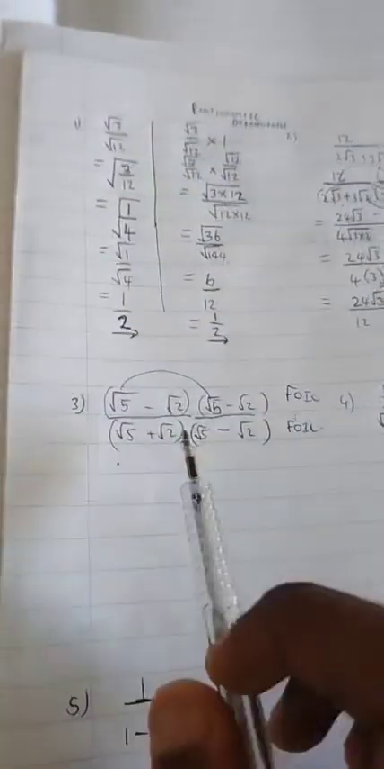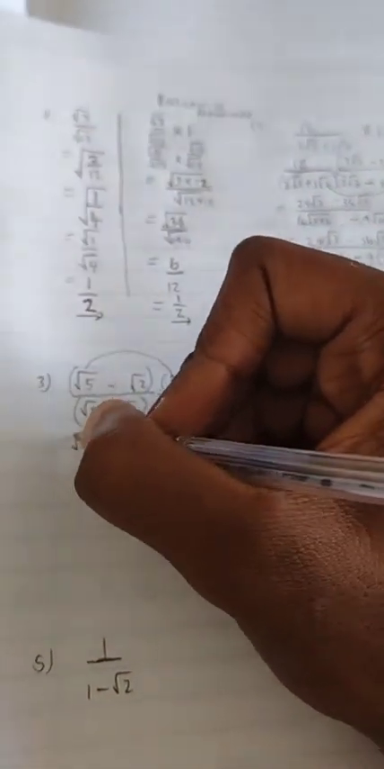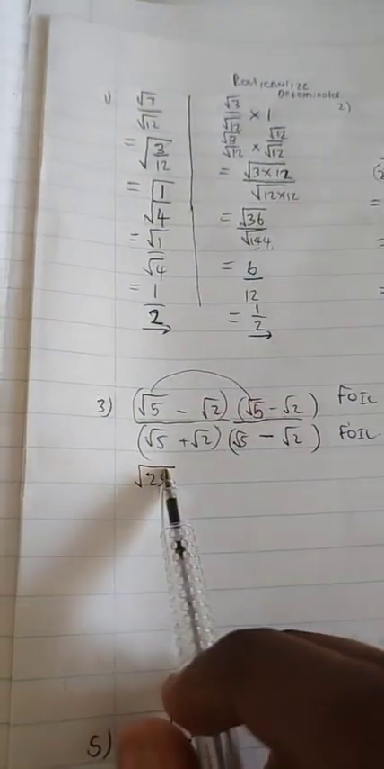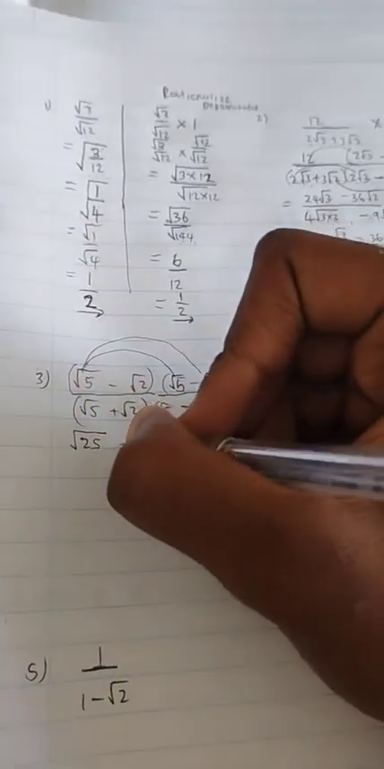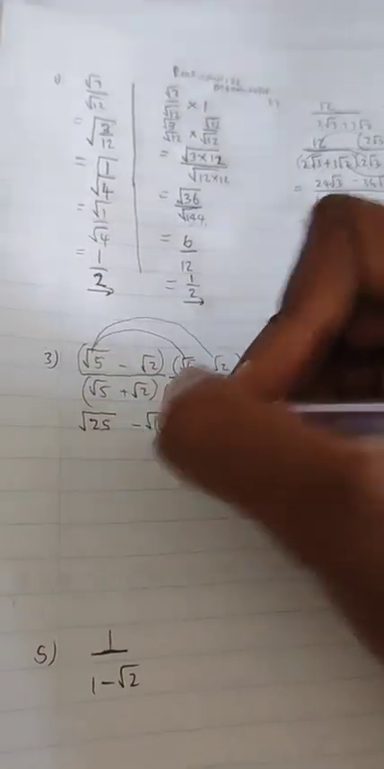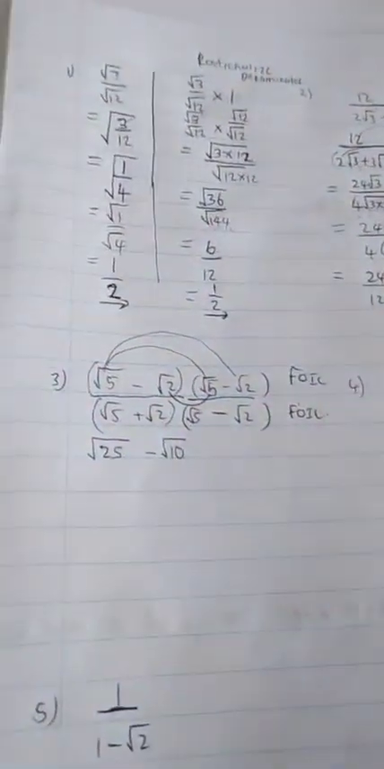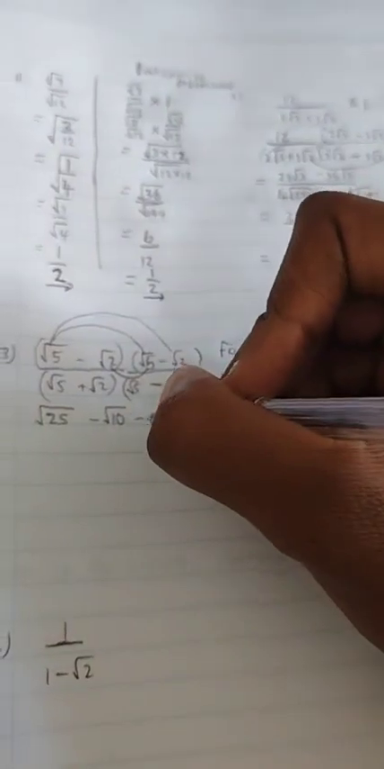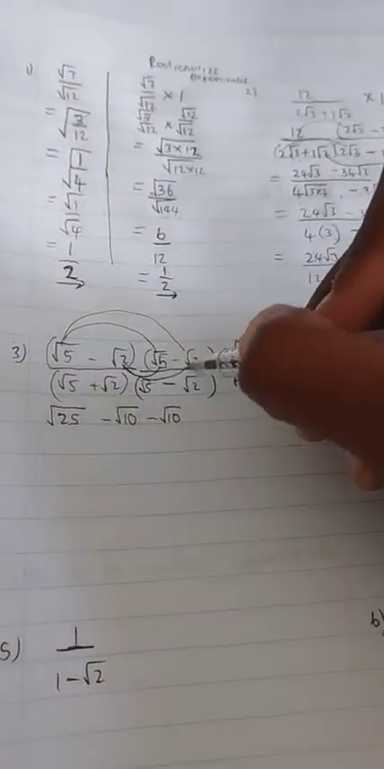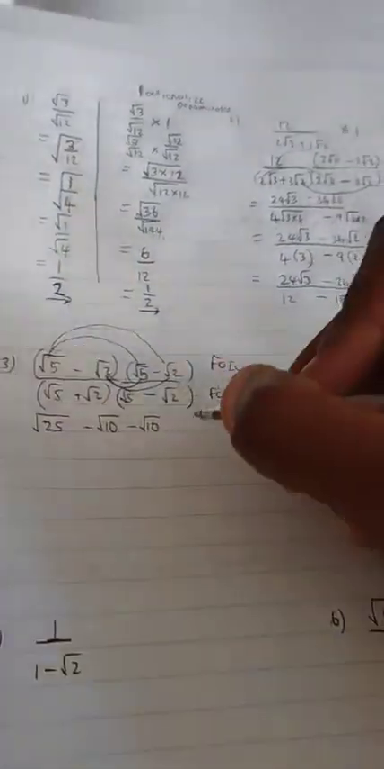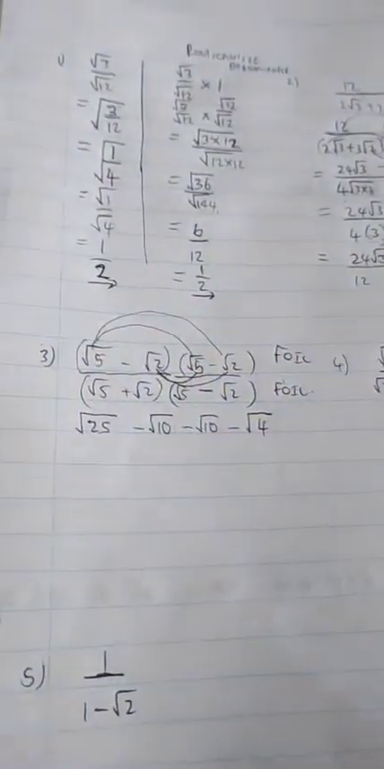Square root of 25 times the square root of 25. That is simply what? 5 times 5 underneath the same square root, which is 25. Minus 5 times 2 underneath the square root, which is square root of 10. Minus 5 times 2 underneath the square root, which is square root of 10. Minus underneath the square root, we have 2 times 2, which is 4.